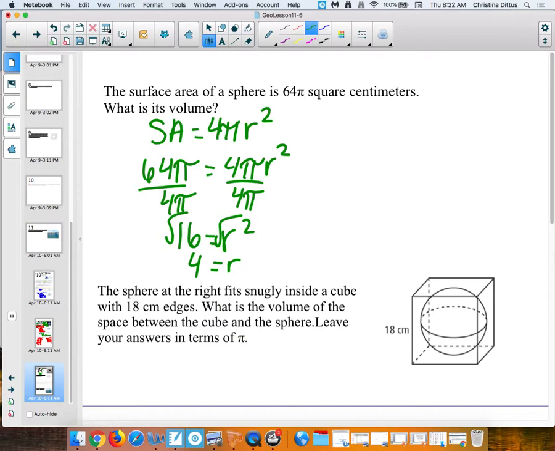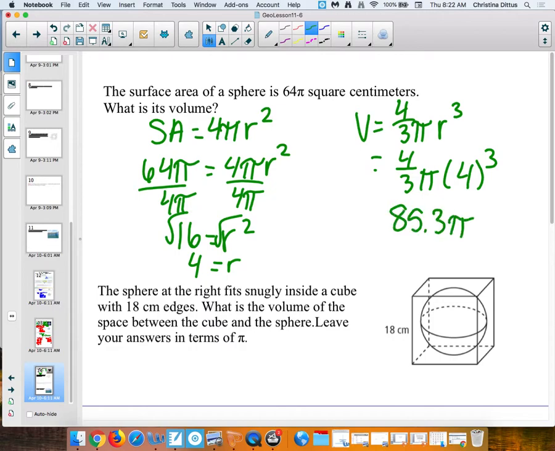No. Need the volume. Volume formula is 4/3 pi r cubed. What am I plugging in for r? 4. 4/3 pi 4 cubed. You can leave it in pi, you can multiply it out. Whichever one you fancy. What do we get? 85.3 pi. Label it centimeters cubed. So volume.